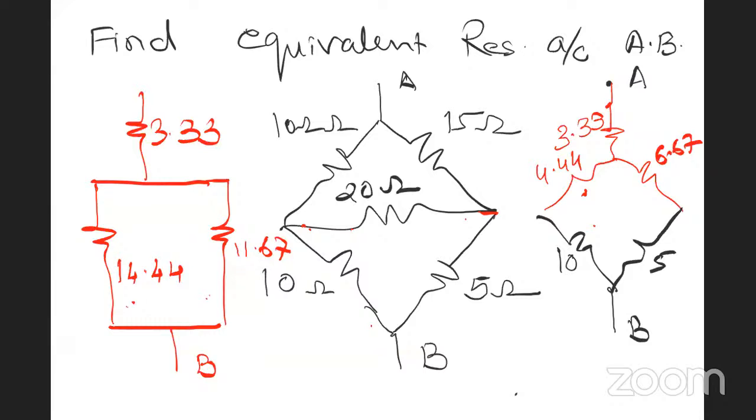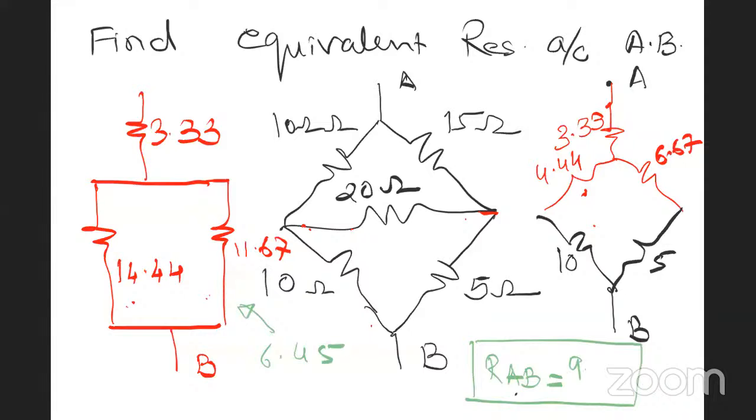What will be the answer for that? The answer for these two is 6.45. Very nice. And then the remaining are in series. So my final answer for RAB will be 9.78. Never forget to put the unit. That's all. So that's your answer. Final answer is 9.78. Very nice, students.